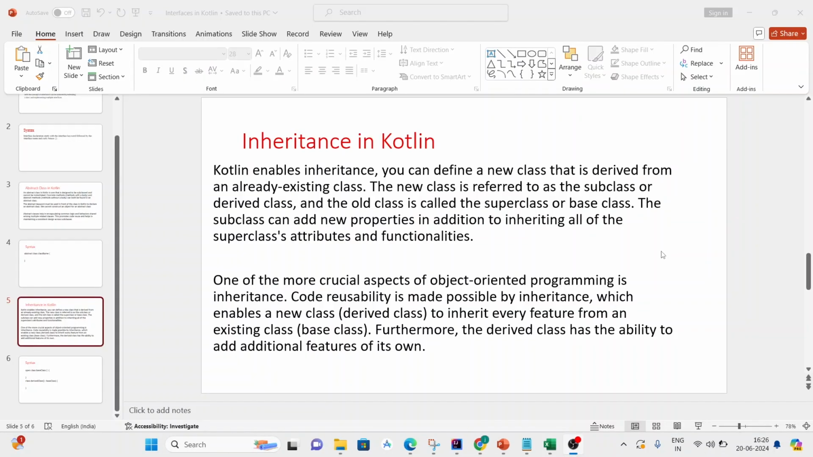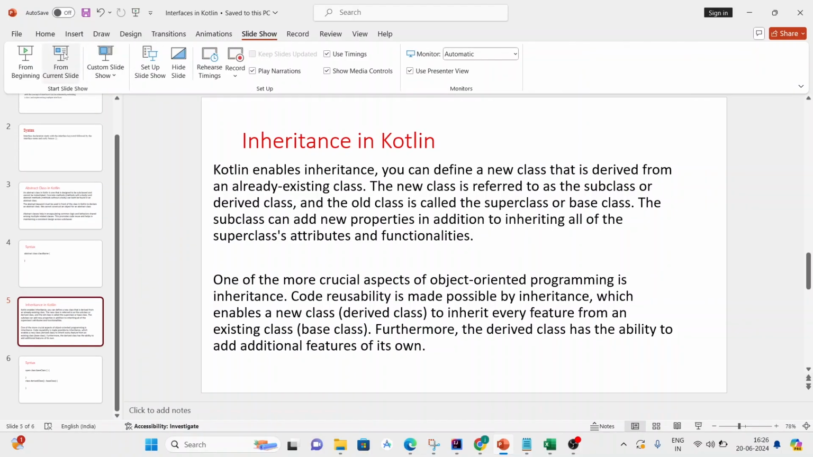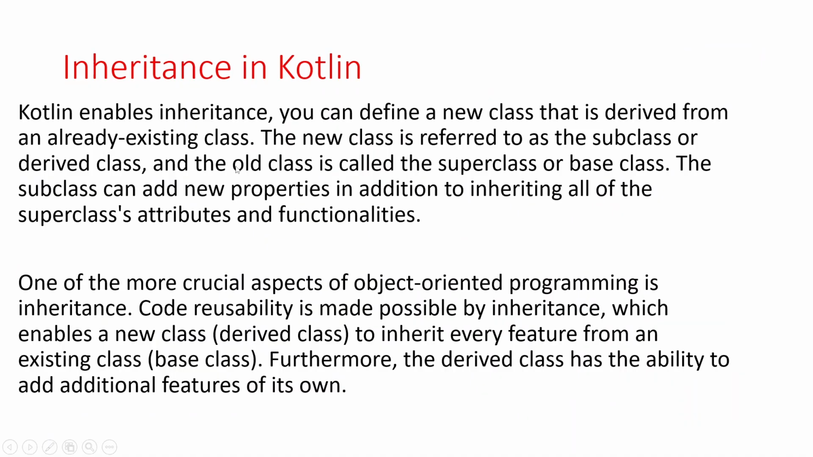Let's talk about the concept of inheritance in Kotlin. So, what is inheritance? As you have read about previous languages like Java and C++, inheritance is the most important concept. Kotlin enables inheritance. You can define a new class that is derived from an already existing class. The new class is referred to as the subclass or derived class, and the old class is called the superclass or base class. The subclass can add properties in addition to inheriting all the superclass attributes and functionality.